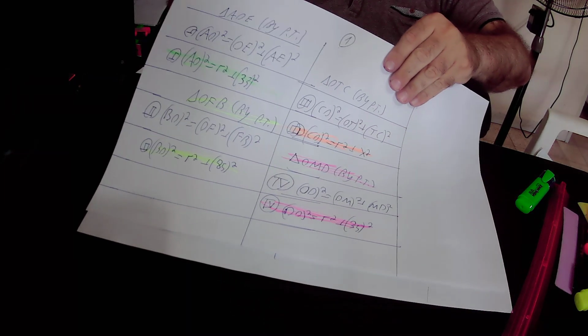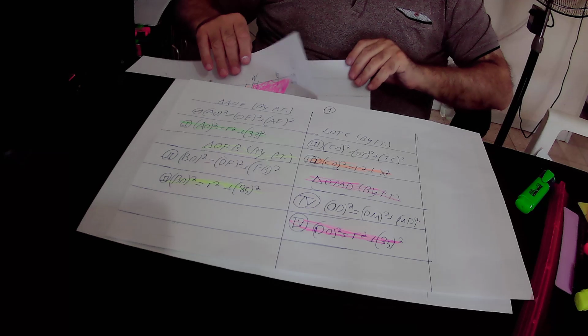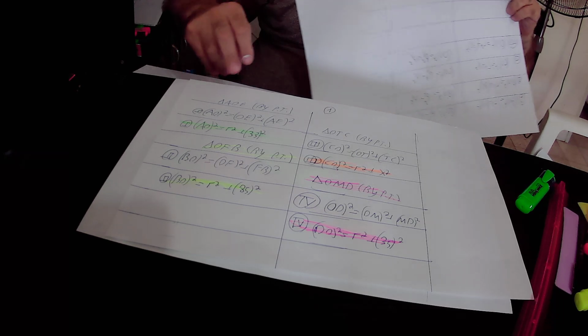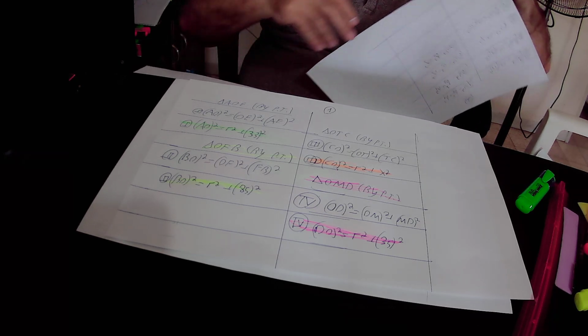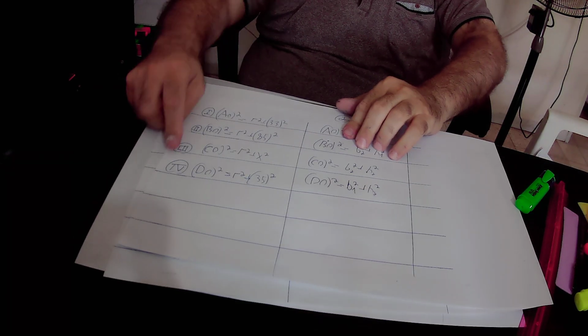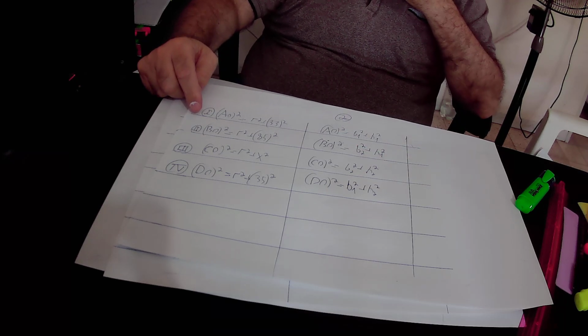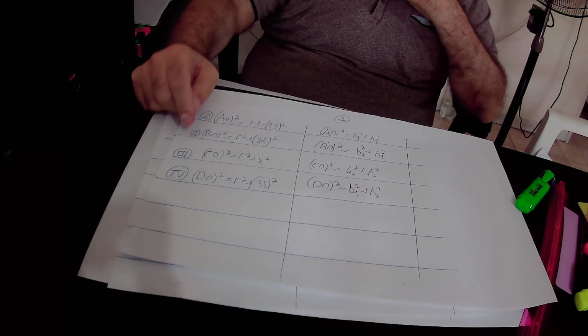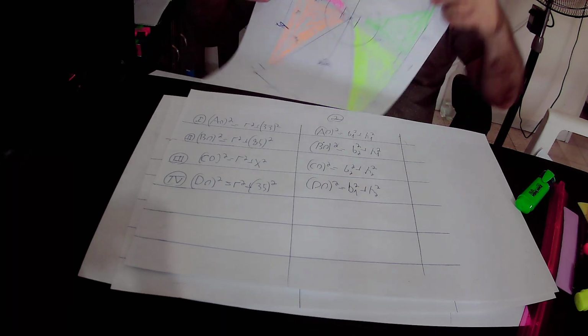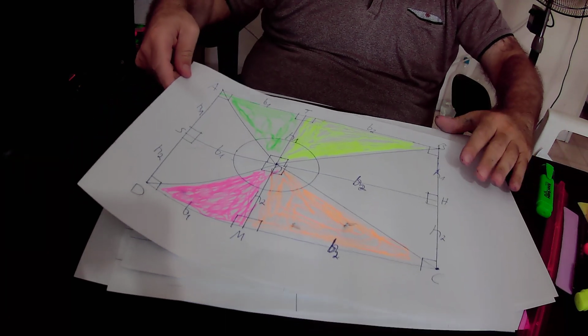Okay, so here I copied the 4 equations that we got from the Pythagoras theorem. Those are the 4 equations that we derived from the Pythagoras theorem. Then I copied rectangle ABCD here. This is rectangle ABCD.